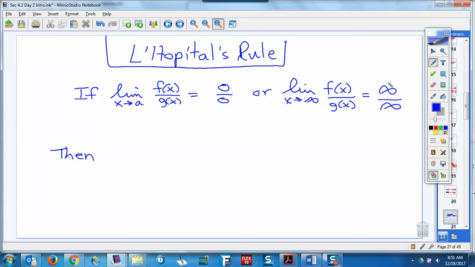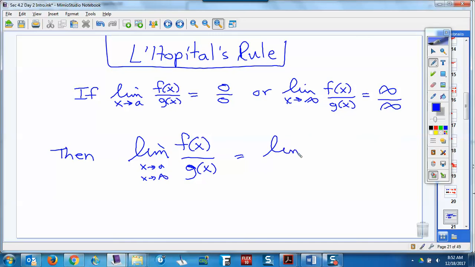Then the limit of f of x over g of x, and I'm not even going to put in the x. It could be x approaches a or x approaches infinity. It doesn't matter. Is equal to the limit, x approaches a or x approaches infinity, of f prime of x over g prime of x.